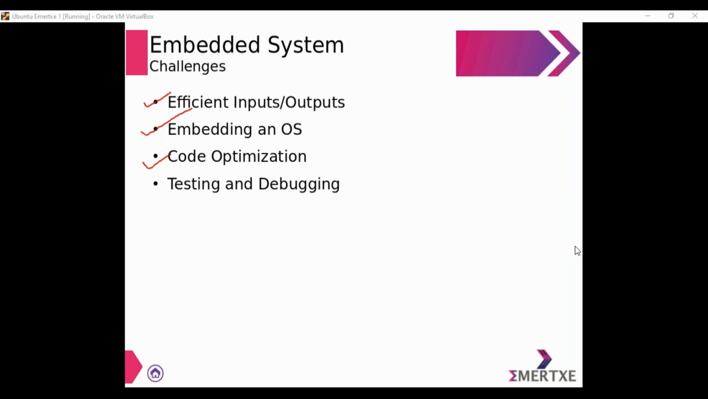So less memory and less time for the execution of the code. That is when you call it an optimized code. So that is again a challenge, having an optimized code written.